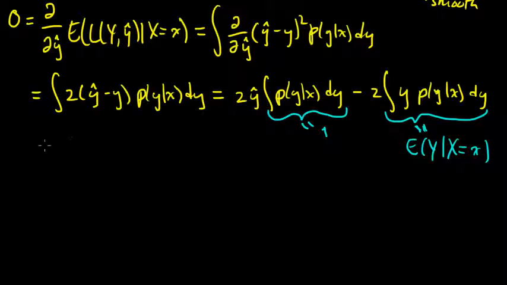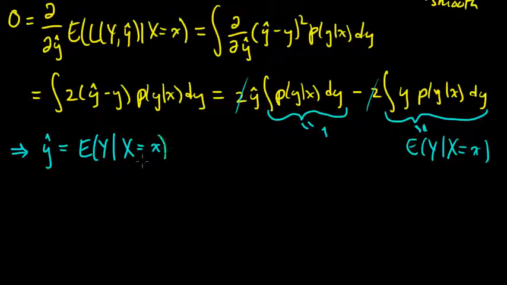And now we've set this equal to 0. So we can just divide by 2 and nothing changes over here, and we solve for y hat. So this implies that y hat equals the conditional expectation of y given that x equals little x. So this is a critical point, at least. It's the only critical point of this function as a function of y hat. From our calculus, we know it's a critical point.